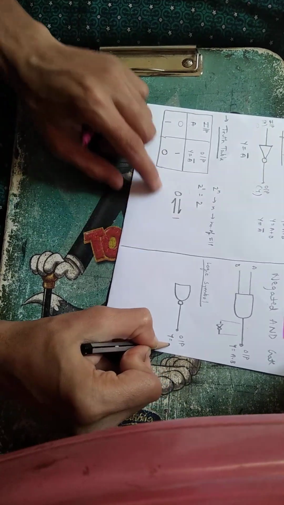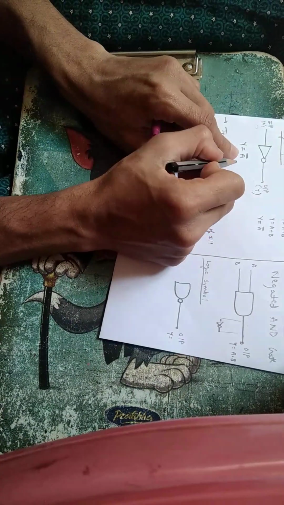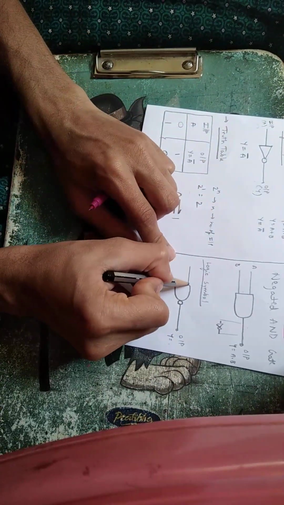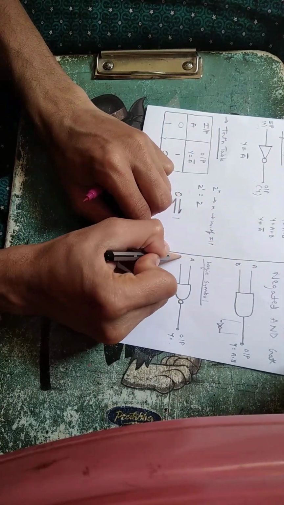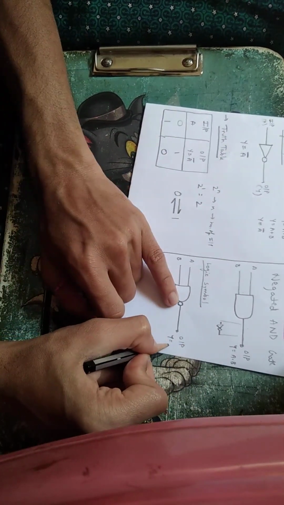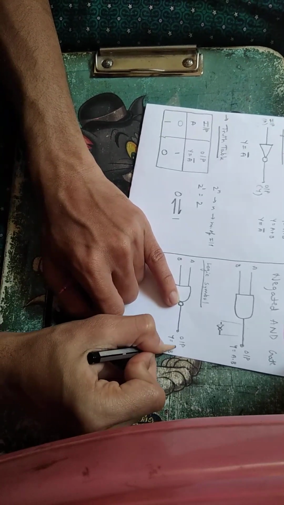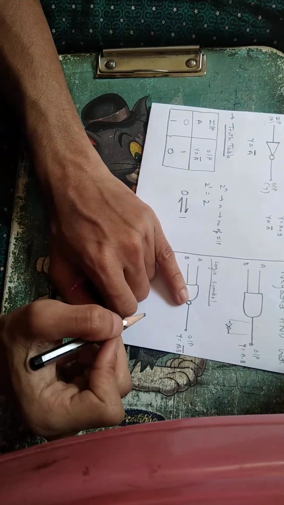Y is equal to, here, A was the input and Y was A complement. Here A and B are the inputs. Output will be A into B. But since we have inversion, what will be the output? A into B complement, that is A into B bar.